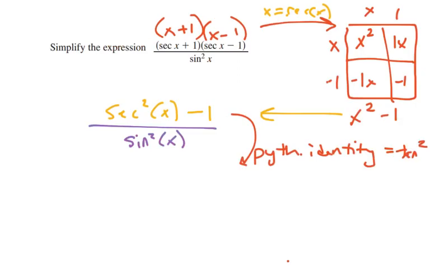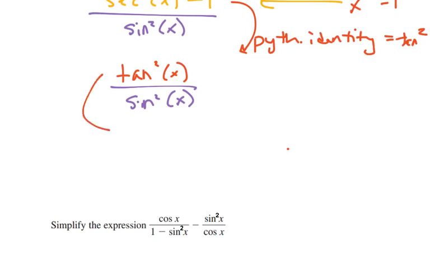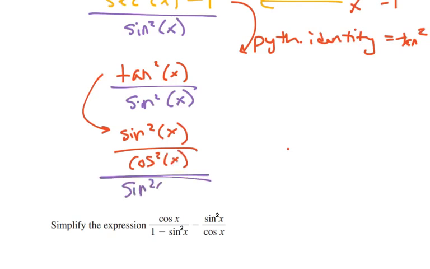And so we rewrite this numerator as tangent squared of x over sine squared of x, which of course tangent is actually going to be sine squared of x over cosine squared of x, and all of that over sine squared of x. But of course, fractions, so let's go ahead and rewrite that as sine squared of x, the first fraction, multiplied by the flip of the second fraction.